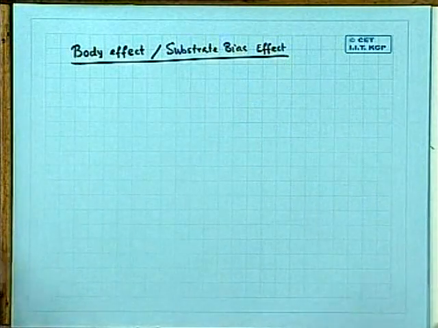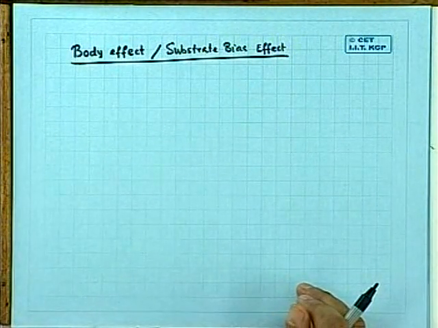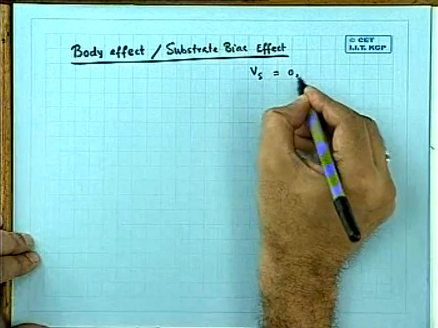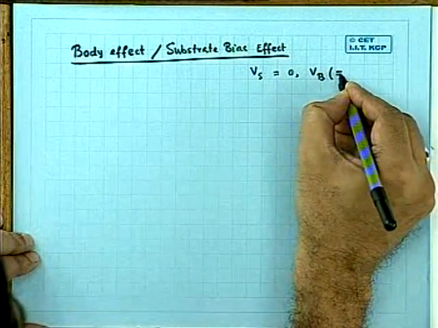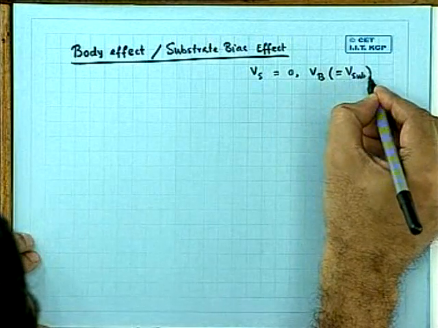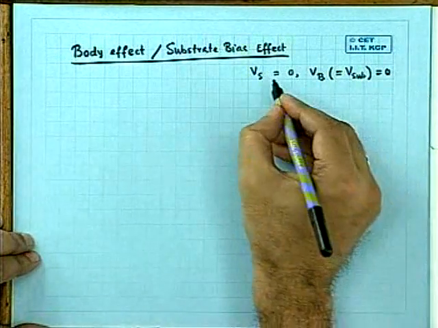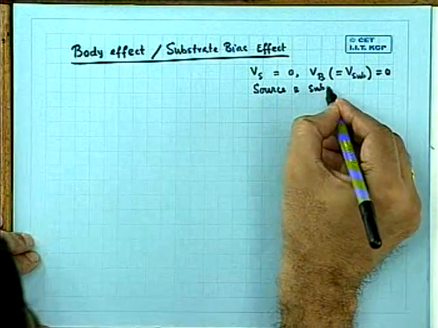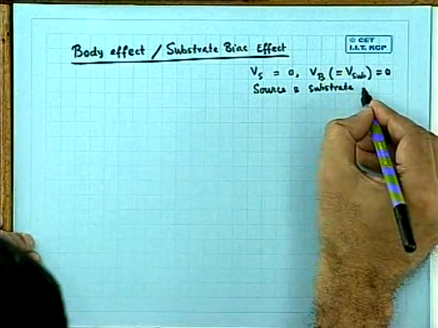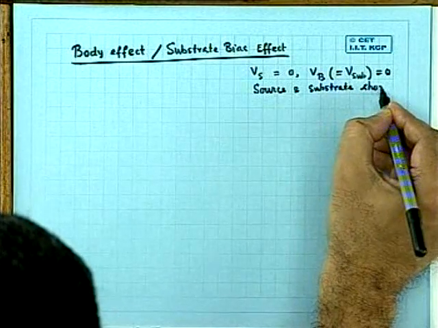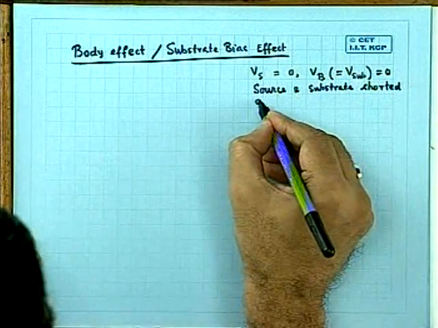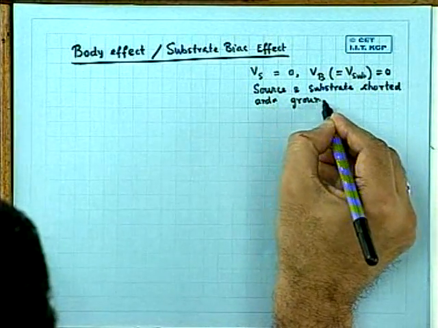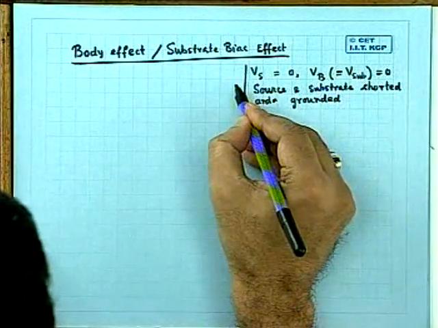So far we have assumed in all derivations, though we have shown the substrate potential separately, that Vs is equal to 0 and Vb, or V substrate, is also equal to 0. That means we assume source and substrate shorted and grounded. These are the assumptions made so far.